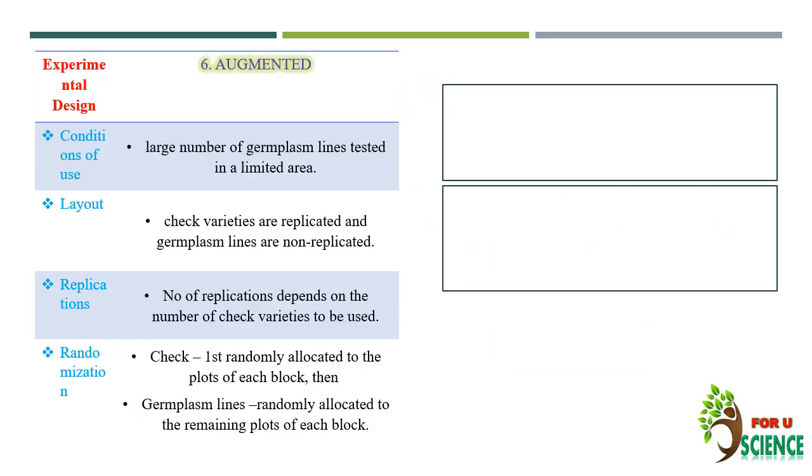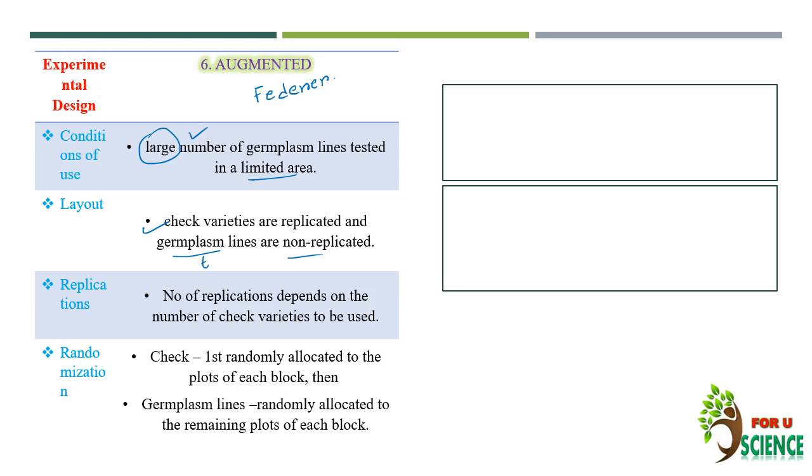Then the augmented design was given by the scientist Federer, and we use it when there is a large number of germplasm but the area is limited. When there is a large number of germplasm lines and also a huge area, we use the lattice design, but when there is a limited area we use the augmented design. What we do is allocate or replicate the check varieties, but the germplasm lines or treatments we don't replicate.